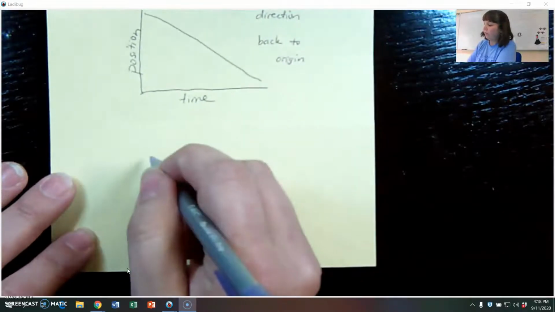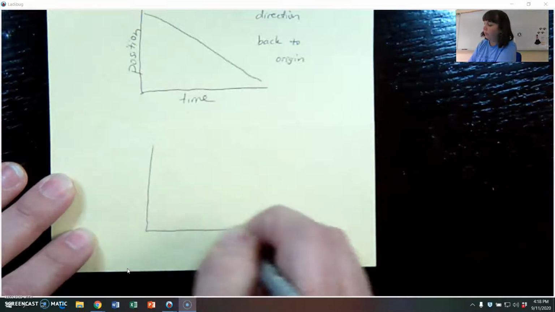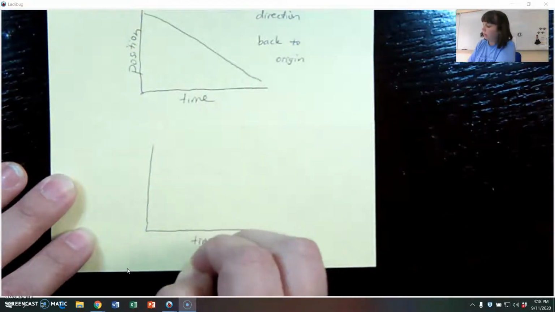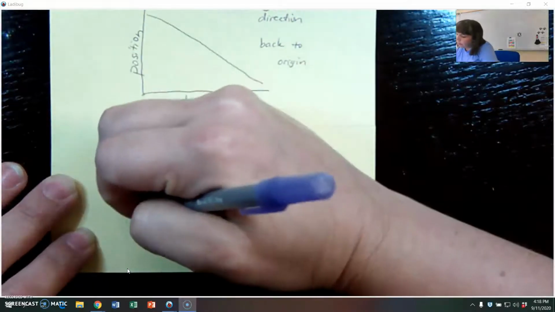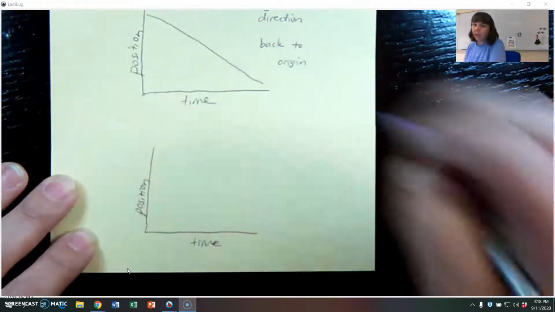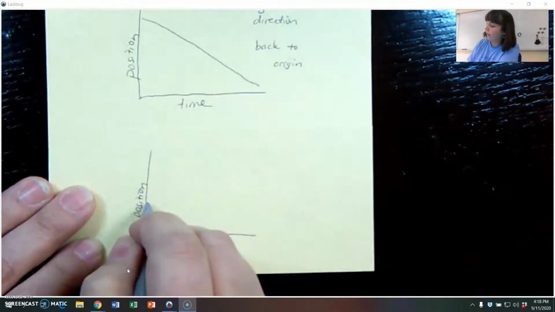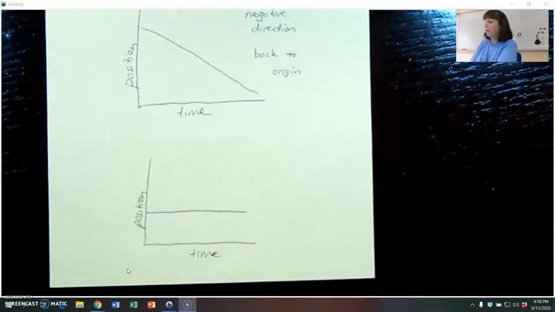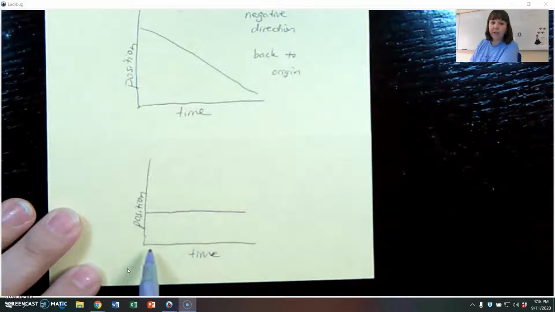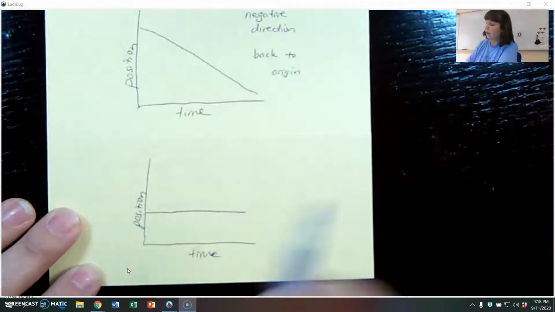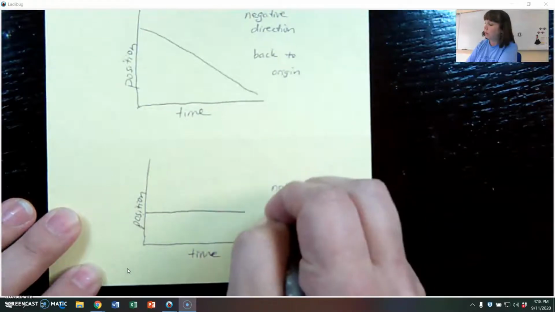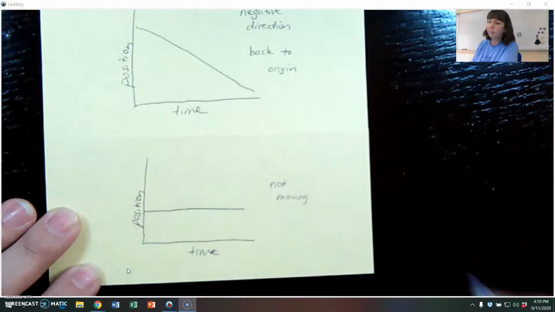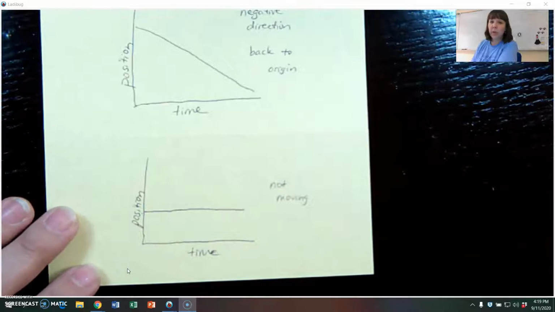And then our final scenario is when we have just a straight line across. Okay? So a straight line across means that for every time that we check on this object, it's in the same place. So that means that it is not moving. Okay? It's not going anywhere.